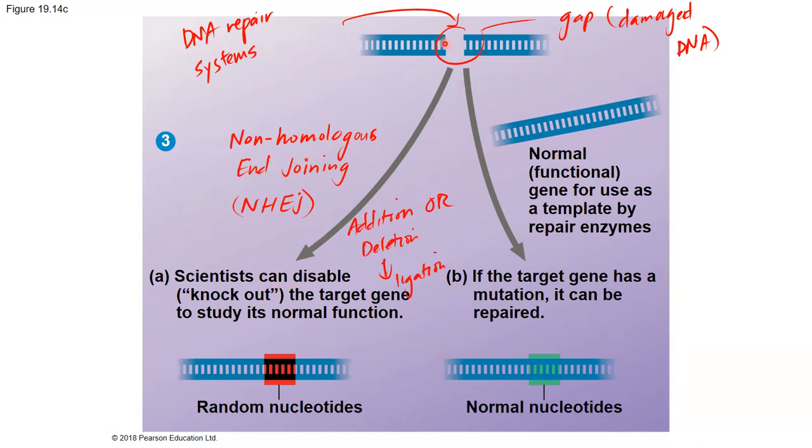So either some nucleotides will be removed from here and here, then the two ends of the DNA will be joined together like this, or some nucleotides will be used to fill the gap. So there will be added nucleotides and the two ends will be joined. Whatever the case, we have random nucleotides in this gene, and this causes disruption of the gene or disabling of the gene. So now we have something called knockout. Knockout means the gene is no longer functional.